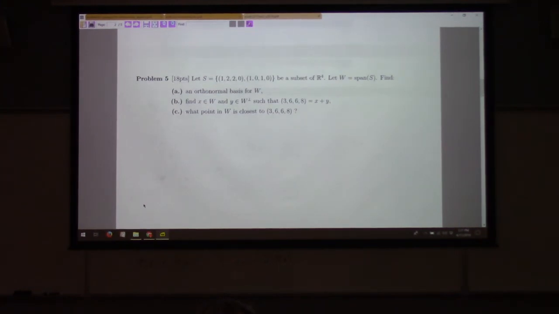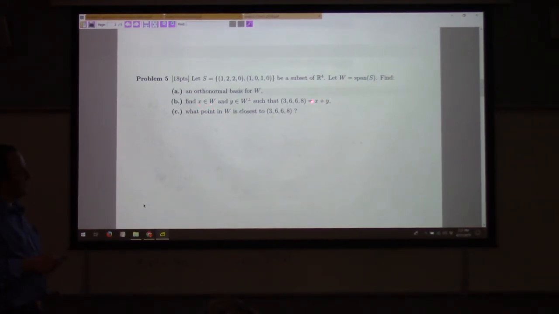Here's a couple vectors in 4 dimensions. W is the span of these guys. Find an orthonormal basis for W. How would you do it? Yeah, run Gram-Schmidt on this, right? So, normalize that thing. In other words, divide by 3. And then pick off the piece of this which is in that direction using the Gram-Schmidt algorithm. And then normalize, of course.